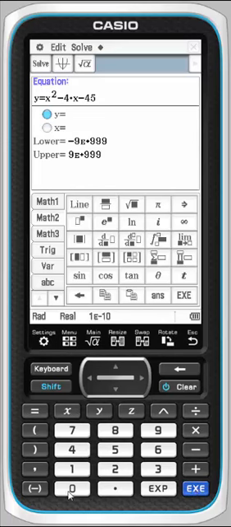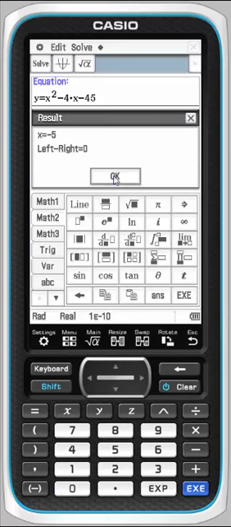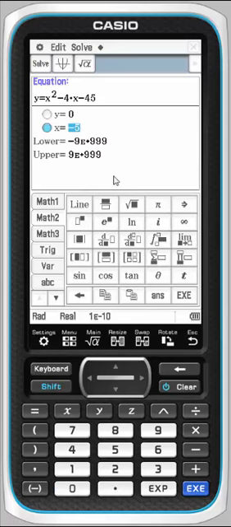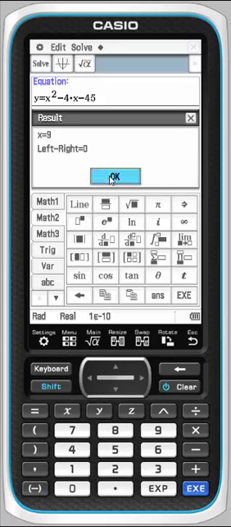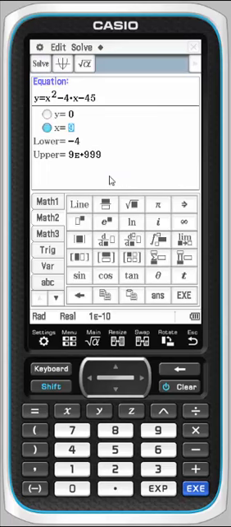So what if y is 0? What would x be? We solve, we get -5. I want another result, so I'm going to guess that I want something larger than -5. So let my lower bound be -4. Solve again, and 9. -5 and 9 are my two results.